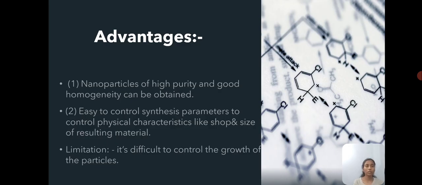Advantages: nanoparticles of high purity and good homogeneity can be obtained. It is easy to control synthesis parameters to control physical characteristics like shape and size of the resulting materials. Limitation: it is difficult to control the growth of the particles.